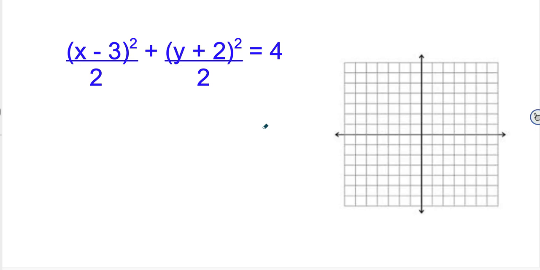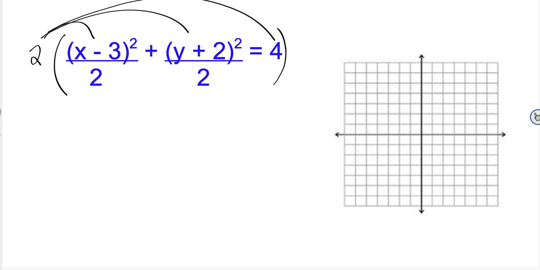Okay, let's try one more example here. This doesn't necessarily look like a circle, but we have to make it look like a circle by doing a little bit of manipulation. We kind of see that circle format in the numerator there. The 2 is the problem in the denominator. So we can scale this entire equation by 2, distributing that to each of the fractions. That's going to cancel out my 2's in the bottom and turn this into an 8. So our actual equation of the circle is x minus 3 squared plus y plus 2 squared equals 8.